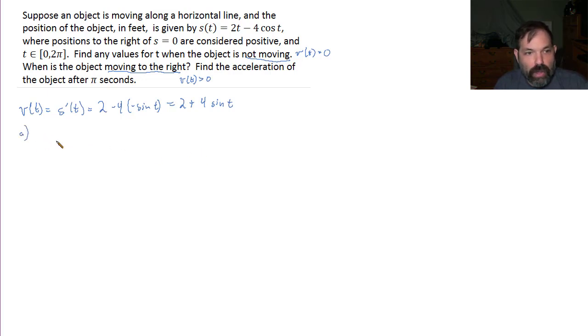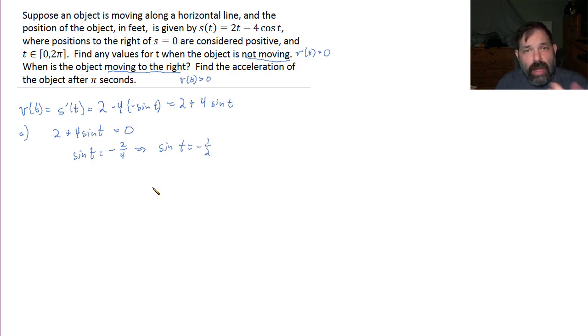So let's call this part A. When is it not moving? I need to solve 2 plus 4 sine t is 0. All right, so a little bit of algebra here. That means that sine t is negative 2 over 4, so sine t is negative 1/2.